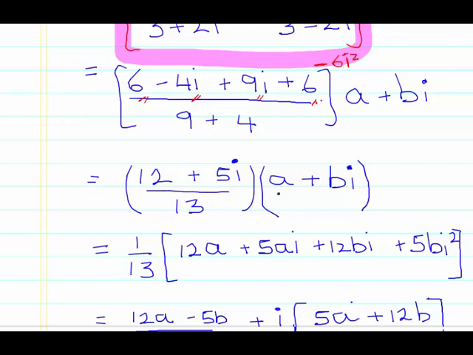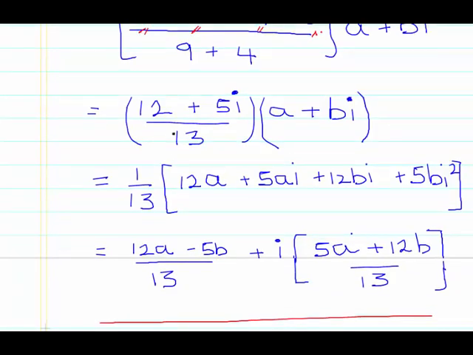Now what we'll do is multiply that by a plus bi. I'll just take the 13 out of it, so just have 1 over 13, and multiply this expression here by this expression here. And again, just keep an eye out for the i squared terms.